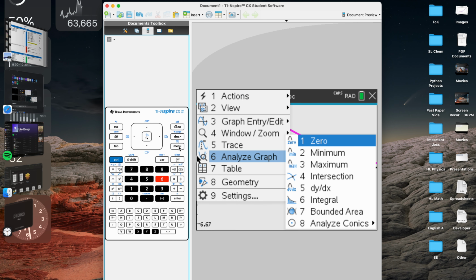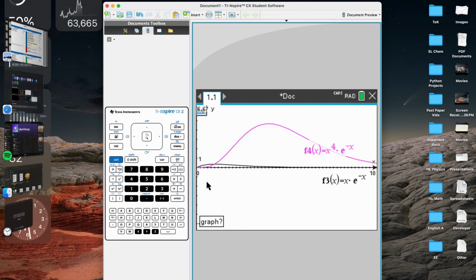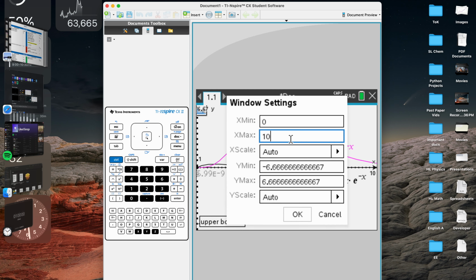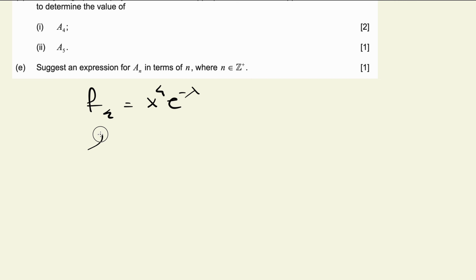So I went to the integral, and then chose the graph for this f4, and then lower bound 0, and then boom. So now what you can do is you can actually increase the zoom as well to, let's say 100, and you'll see that the area underneath the graph is simply equal to 24.